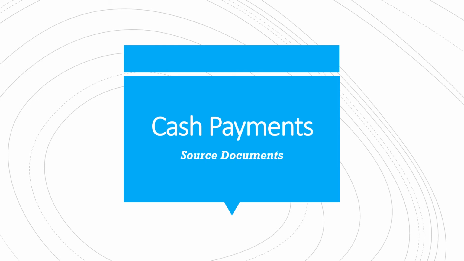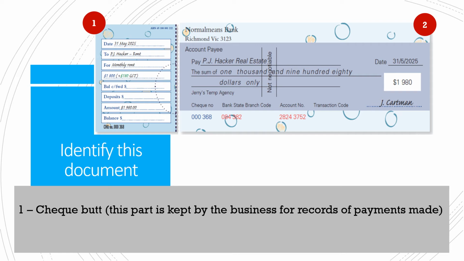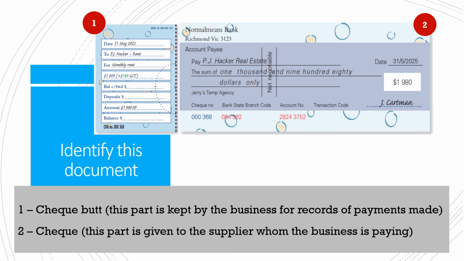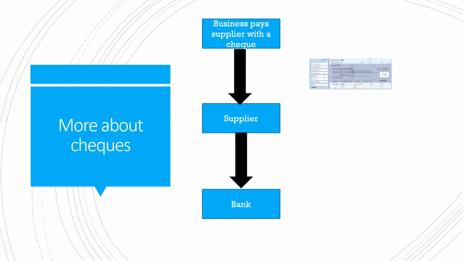Now we'll look at the source documents to verify cash payments. Have you seen this source document? This is a check, and it comes in two parts. The first part is called the check butt. This part is kept by the business for records of payment made. The second part is the check, and this part is given to the supplier whom the business is paying. As mentioned in the previous slide, checks are used to make cash payments.